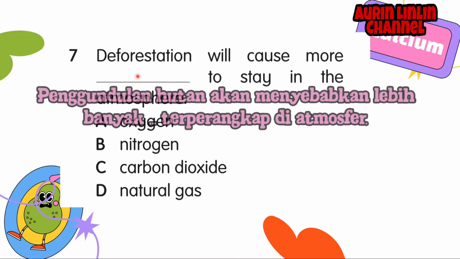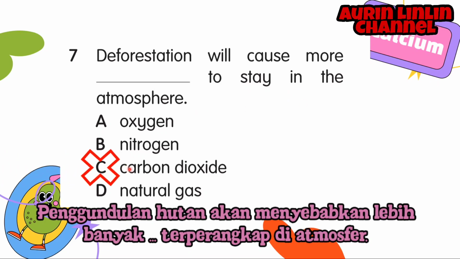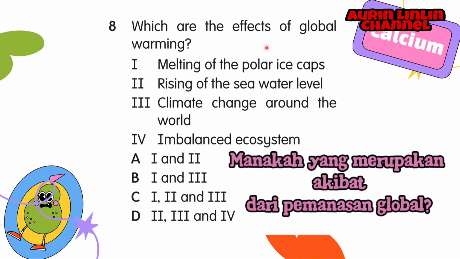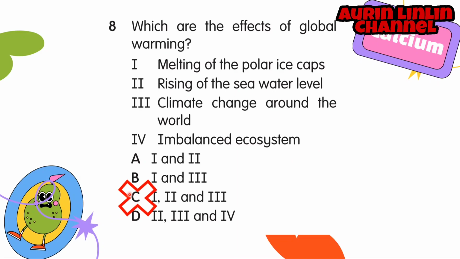Number 7. Deforestation will cause more blah blah blah to stay in the atmosphere. And the answer is carbon dioxide. Number 8. Which are the effects of global warming? 1. Melting of the polar ice caps. 2. Rising of the seawater level. 3. Climate change around the world. 4. Imbalanced ecosystem. And the answer is C, 1, 2, and 3.